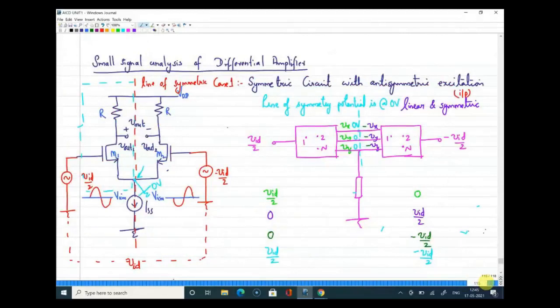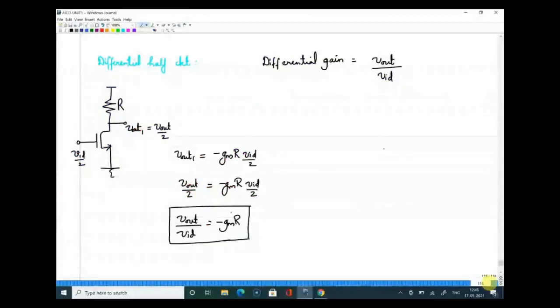What we have done the other day is, by considering the circuit as symmetric and the excitation as anti-symmetric, we understood that the line of symmetry potential will be at zero. If the line of symmetry potential is at zero, for small signal analysis we can always connect the common node of the source of two transistors. That node can always be treated as a ground potential for small signals. Based on that understanding, we have drawn a half circuit and we called this analysis half circuit analysis.